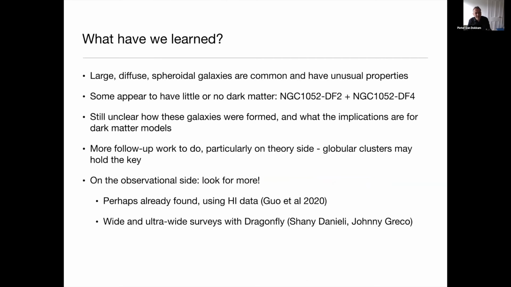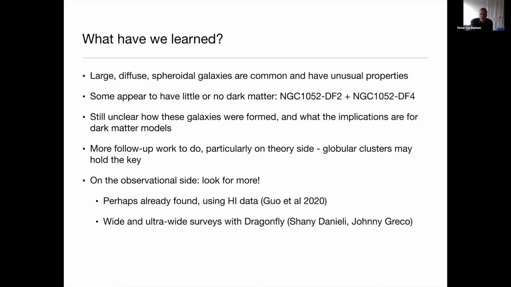So what have we learned then in the end? These large diffuse galaxies are surprisingly common. They are very common in clusters, more common in clusters than elsewhere, although they also exist in the field and definitely in groups. And they're interesting. They're not just big. They have these weird globular cluster populations, many of them. And some have no dark matter, some have a lot of dark matter.